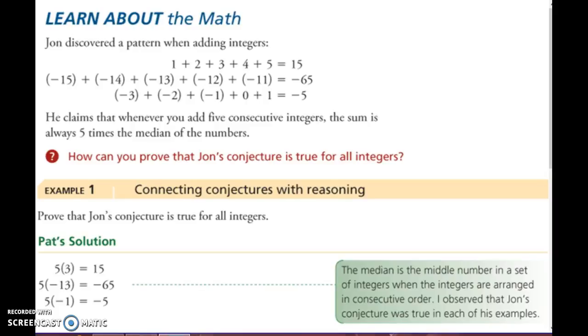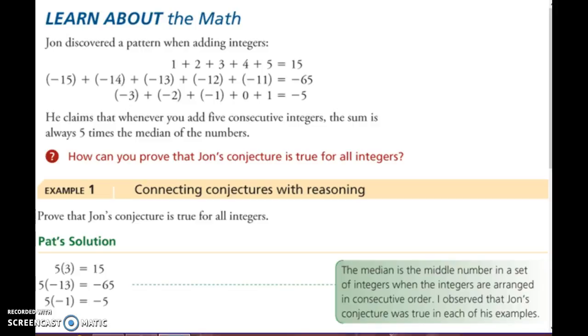Okay, today we're continuing talking about proofs. So far we've talked about conjectures. Conjectures were guesses or ideas we had based on evidence that we saw. We also talked about inductive reasoning. Inductive reasoning is when you try something, find it's true, so you try it again, you find that's true, so you would assume it's true for all cases.